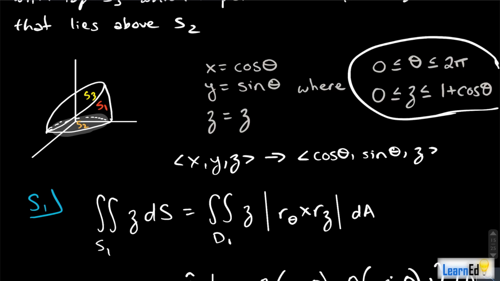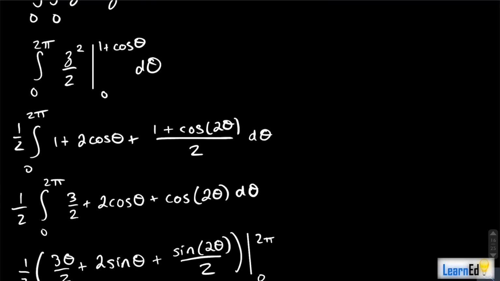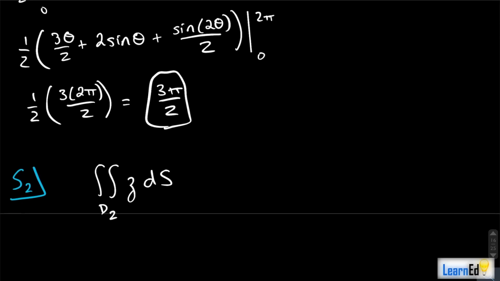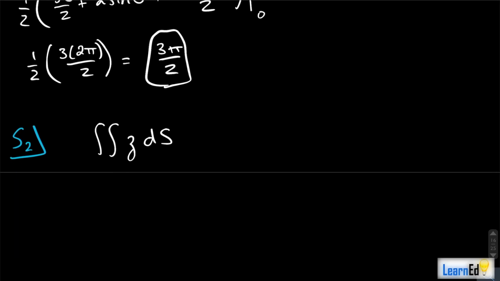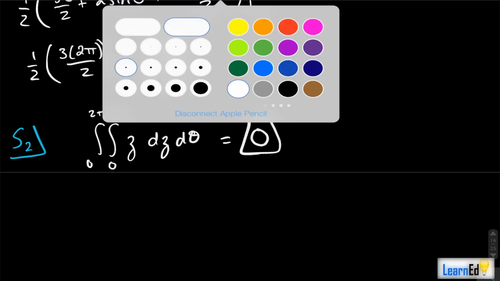And well, that just means that if we were to parameterize this in a similar way, or in the exact same way rather, our z bounds would go from 0 to 0. So we call this, this would be dA, not dS, but we would say dz d theta and have from 0 to 2 pi, right? Well, that just means that the answer to this will be 0. Okay? And then we can continue and move on to S3.